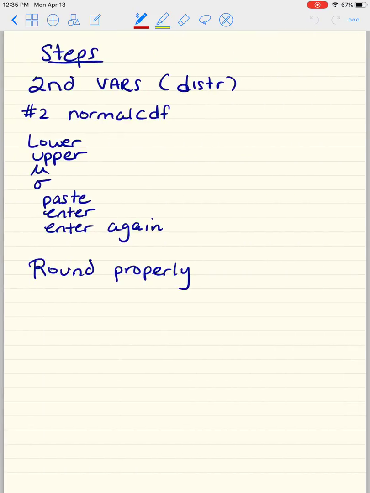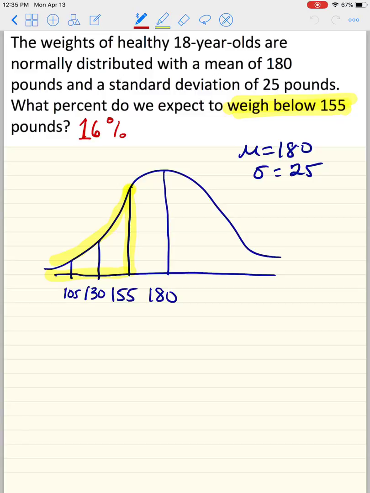I left these steps here for you. You press second vars, number 2, normal CDF. You put in the lower, upper, mu, sigma, paste, enter, enter again, and then round properly. So guys, pause the video and do it yourself. Okay. The weights of healthy 18-year-olds are normally distributed with a mean of 180 pounds and a standard deviation of 25 pounds.